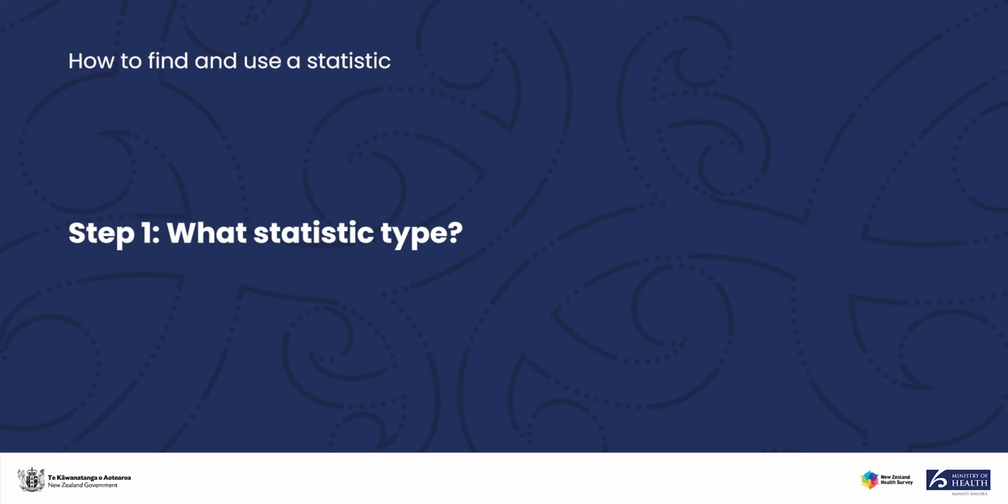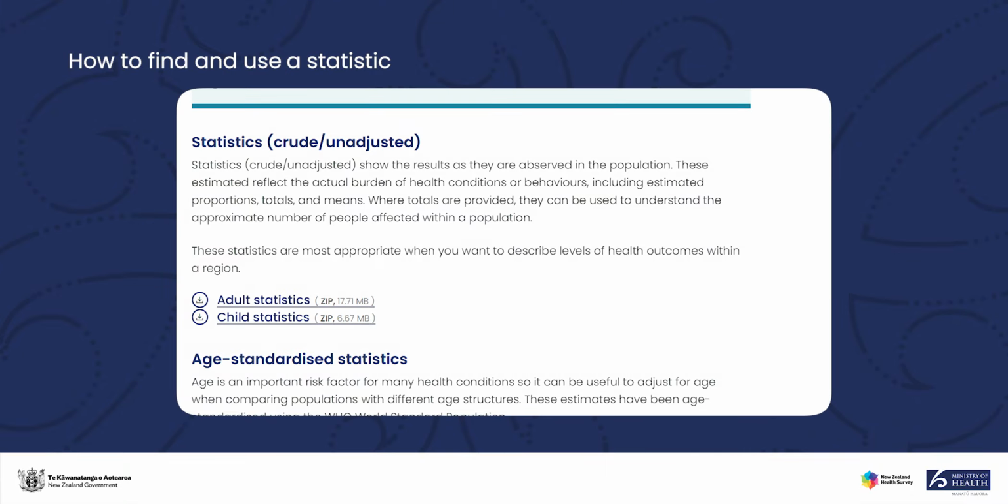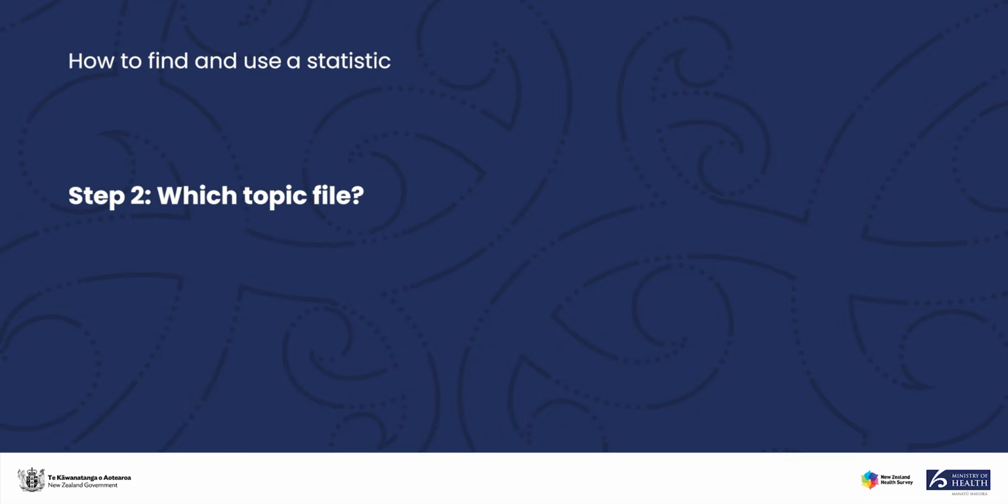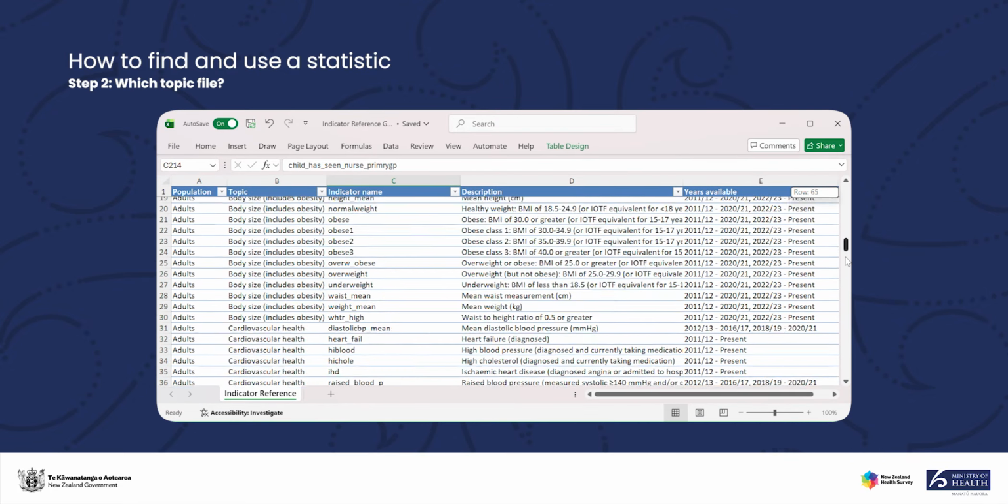Because I'm not comparing populations with different age structures, I'll use crude or unadjusted statistics rather than age standardised statistics. If I wanted to compare an indicator across ethnic groups, I might use the age standardised statistics to account for differences in age structure. In our example, I'll select adult statistics. Next, I'll check the indicator reference guide to see where self-rated health is located.